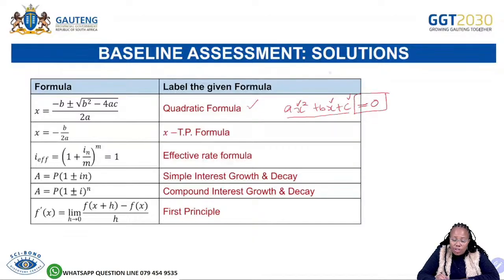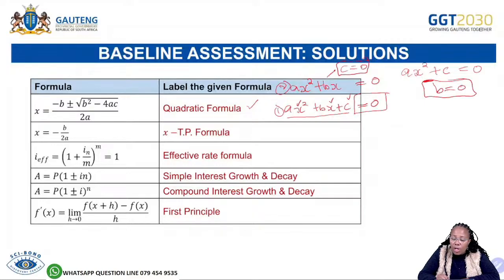Sometimes you might have an equation that does not have a c value, that is x squared plus bx equal to 0. So that means in this case your c is 0. Or you can have ax squared plus c equal to 0. If b is not there, that means your b is equal to 0. And if c is not there, that means your c is equal to 0. That means, Grade 12, for all these conditions 1, 2, 3, you can use your quadratic formula to answer your questions. And then the second formula is the x turning point formula.